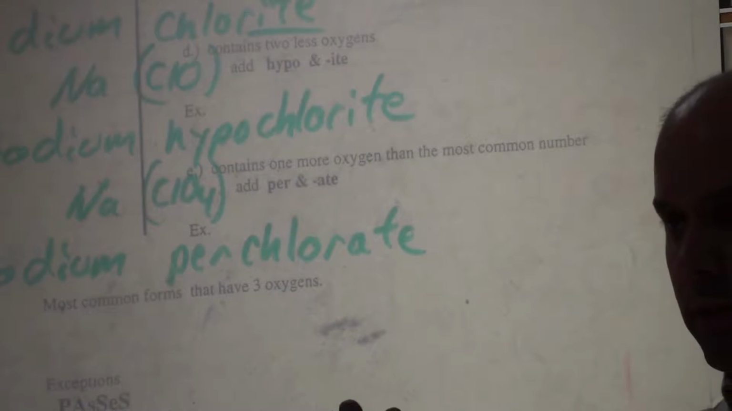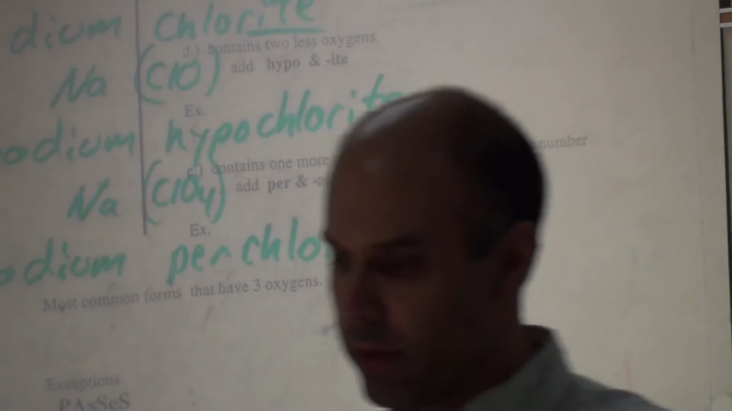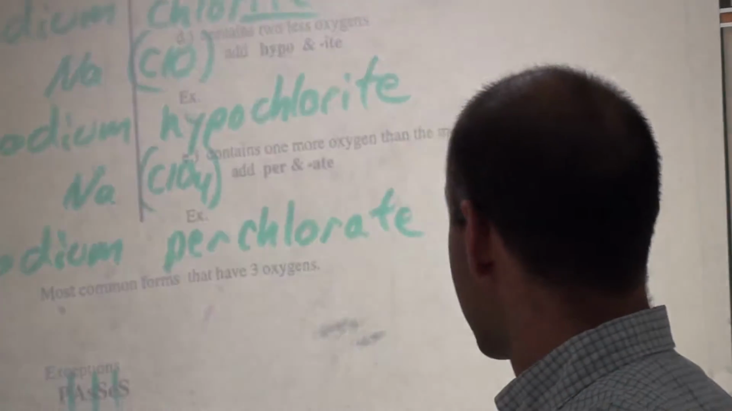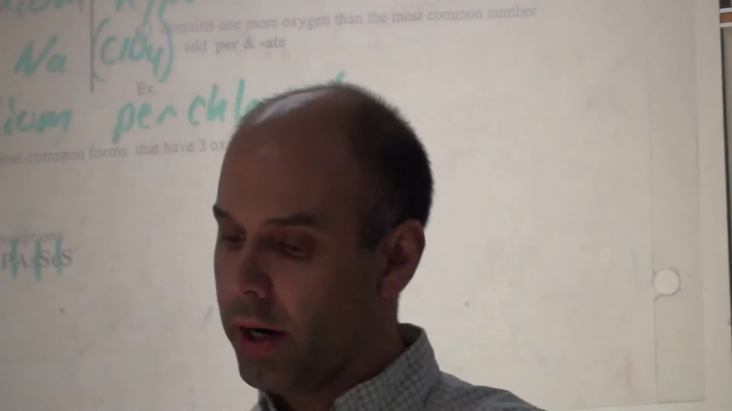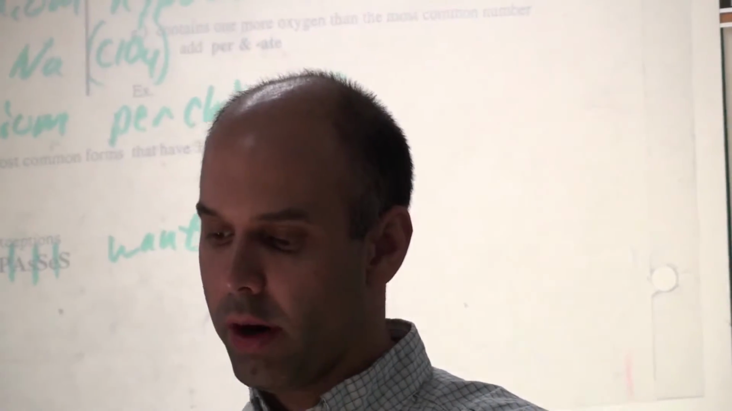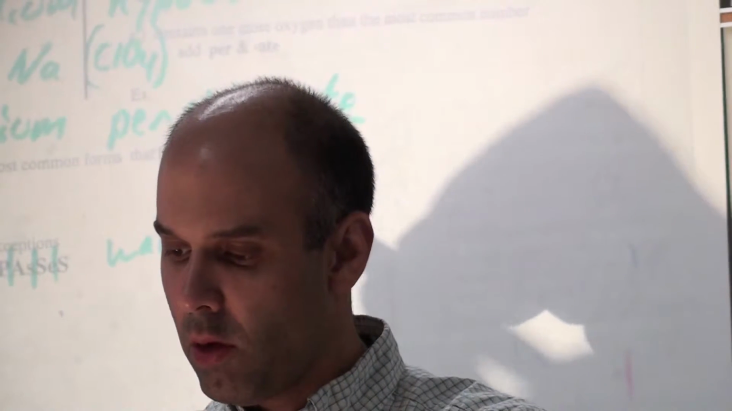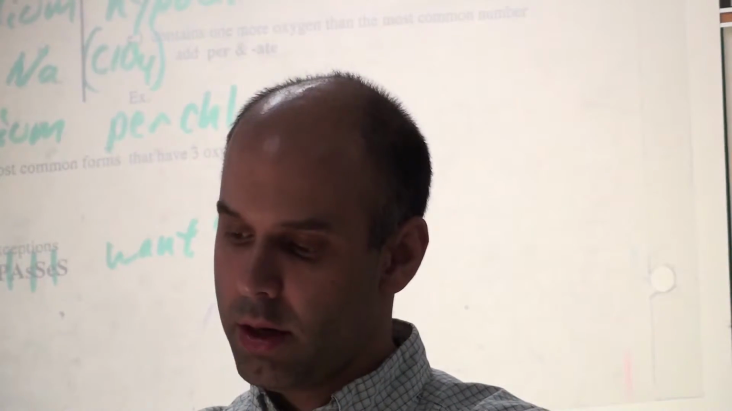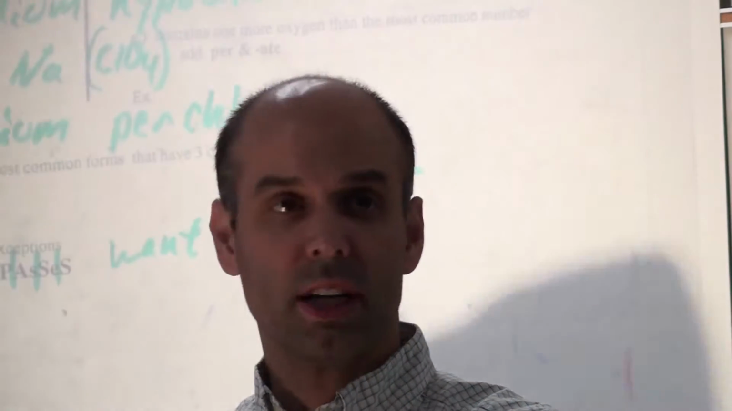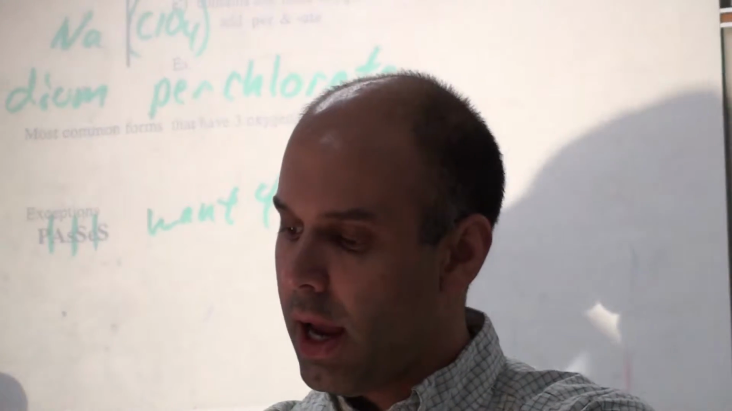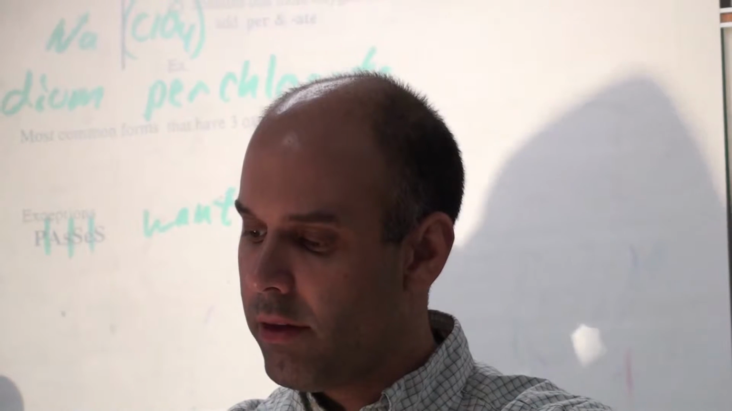Like I said, everything on the periodic table wants to have 3 oxygens, except there are 4 exceptions. And these 4 exceptions are PASS: phosphorus, arsenic, selenium, and sulfur, they all want 4 oxygens. So everything else wants 3, except for these 4 want 4. So in this case, if you had PO4 with a 3 minus charge, the phosphorus wants 4. So if it wants 4 and gets 4, the name would be phosphate.